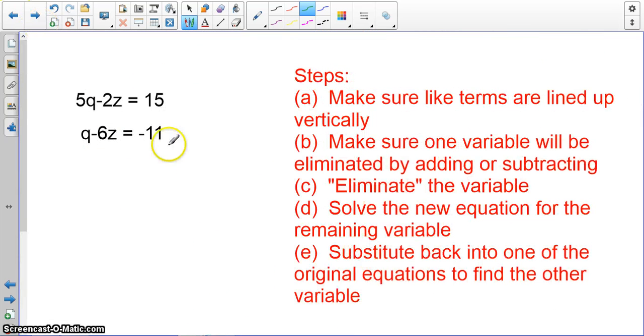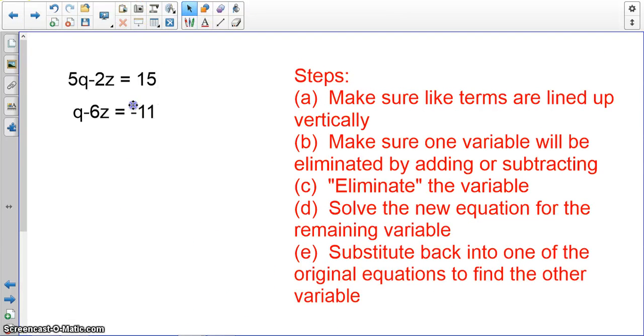Here's one where you do. Make sure one variable will be eliminated by adding or subtracting. So if you add these, you get 6q, you get negative 8z. It doesn't help. If you subtract them, nothing cancels out, nothing eliminates. So you have to do something to make one of the smaller coefficients bigger.